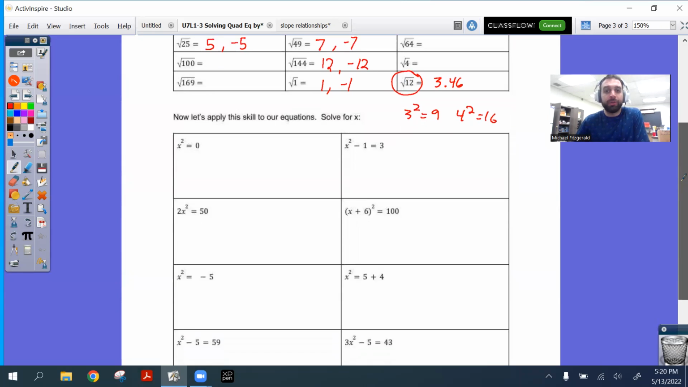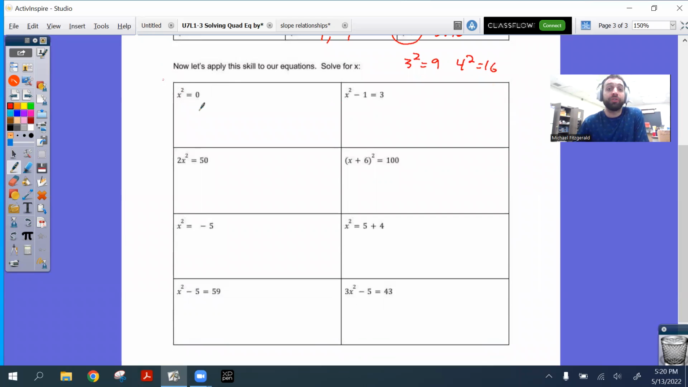So let's take a look at some of these problems now, and we're going to solve them. These are things that you probably have seen before. They look quite similar, and we're going to solve them for x. Well, the first one's really easy. X squared is equal to 0. What number times itself is equal to 0? Well, to solve it strictly, we'd take the square root of both sides. Square root of x squared gives us x is equal to 0.